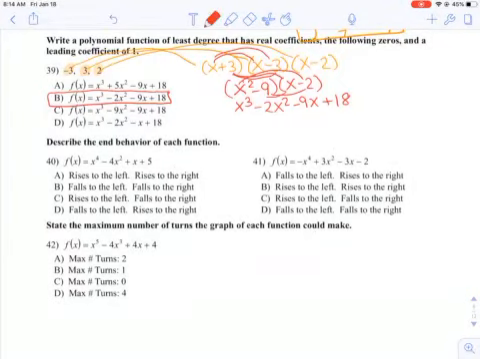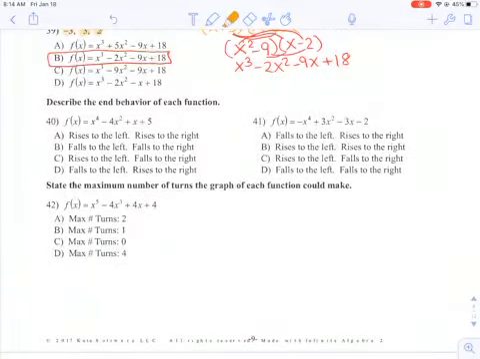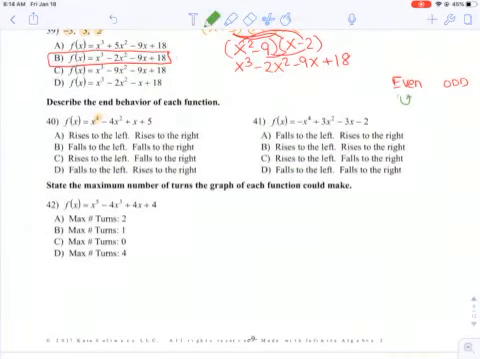Describe the end behavior of the following function. So the end behavior, if you remember, is off of degree. So let's talk about that for a second. So we had even versus odd. Even behaves like a parabola: up, up if its leader is positive, and down, down if its leader is negative. And odd behaves like a line: down, up if it's positive, and up, down if it's negative.